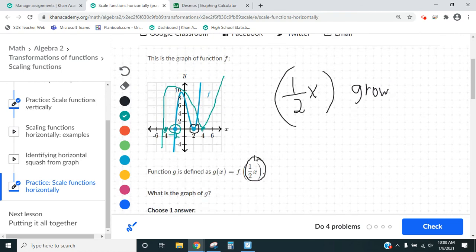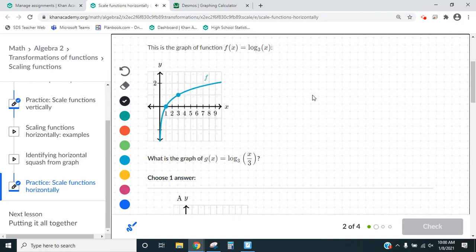You have to remember this. Horizontal stretches get confusing because it's the opposite of what you think. Just like our horizontal shifts were the opposite. So if you can group them together in your head that way, you'll be fine.